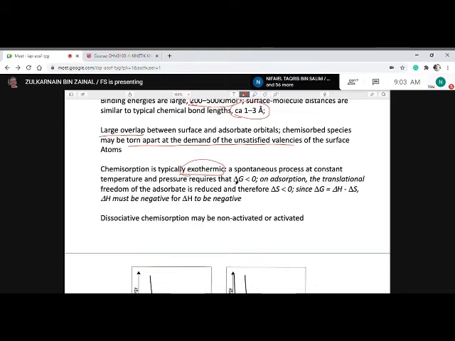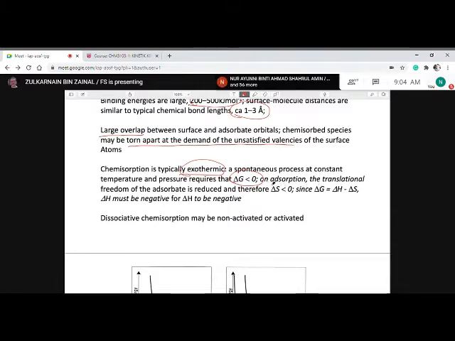So spontaneous process at constant temperature and pressure requires delta G to be negative. So the delta G involved we have seen earlier for adsorption, either it is for chemisorption or physisorption. So the delta G is negative, right? And then since we are talking now about the catalysis reaction or the reaction on the surface, so we're talking more about the chemisorption process. And of course, the delta G is also negative.